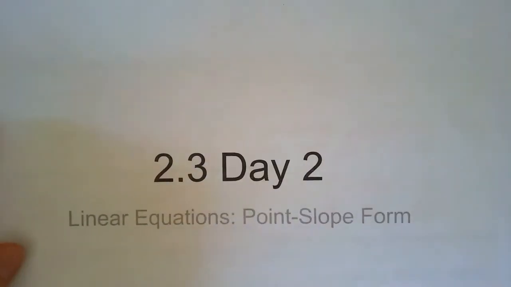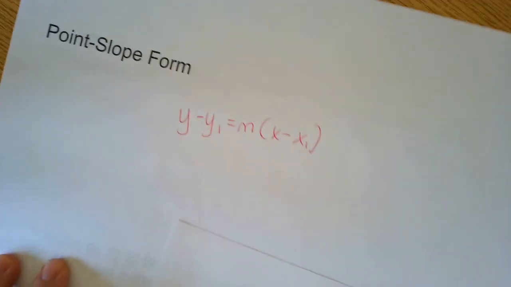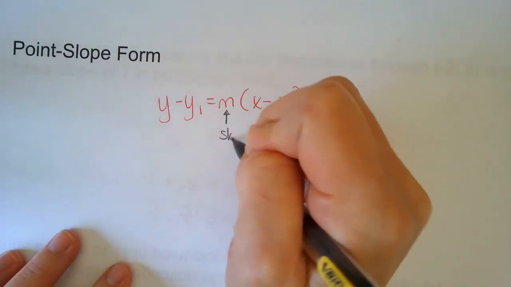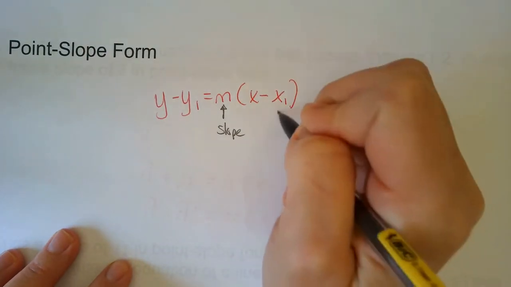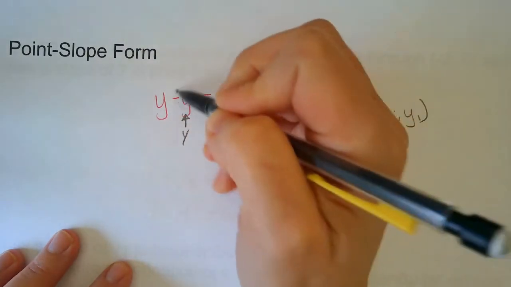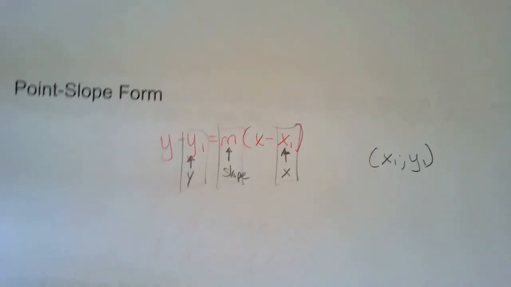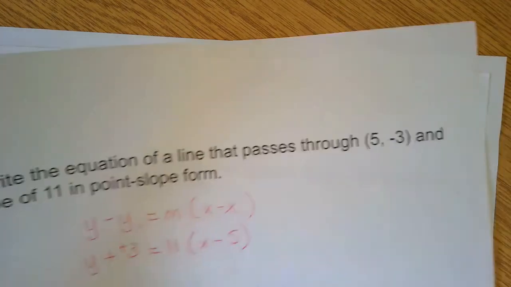Okay, so then part 2 of this lesson is we will talk about point slope form. Point slope form will look like this. You will put in your slope in this m spot, and then your point will be written as this. So this will be my x coordinate, this will be my y coordinate. So I only place numbers in those 3 spots. So let's take a look to see what that looks like.